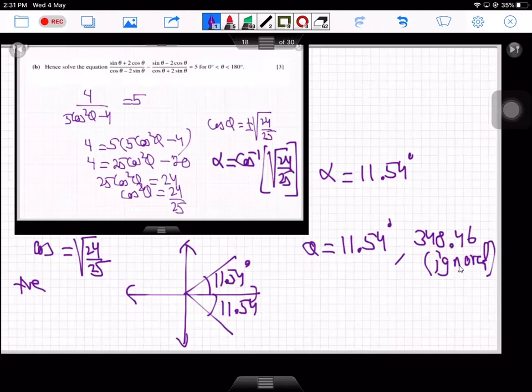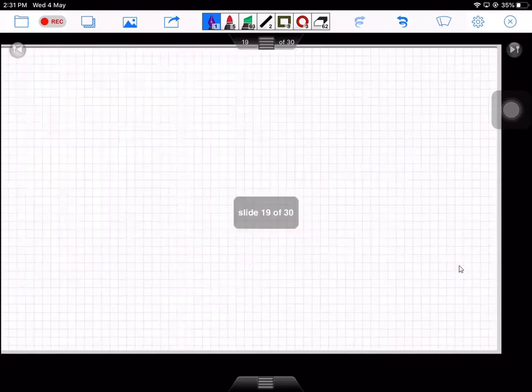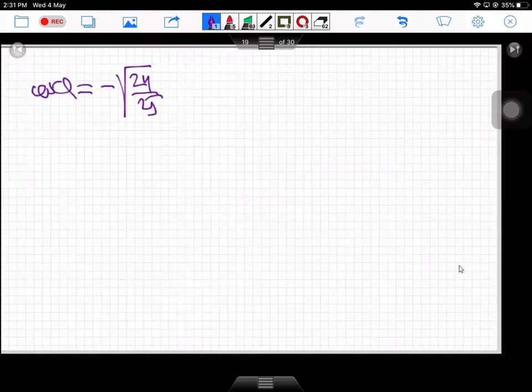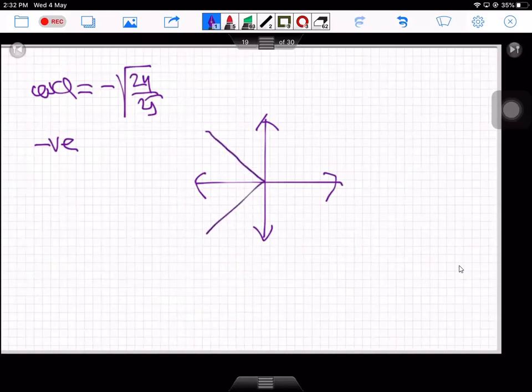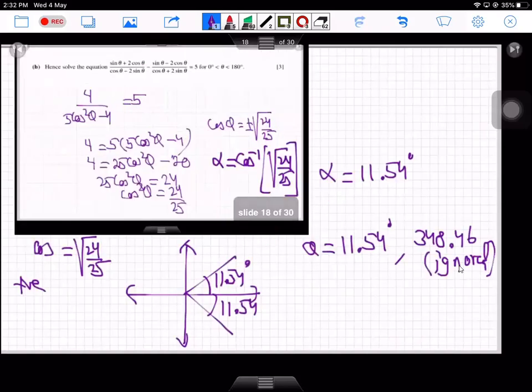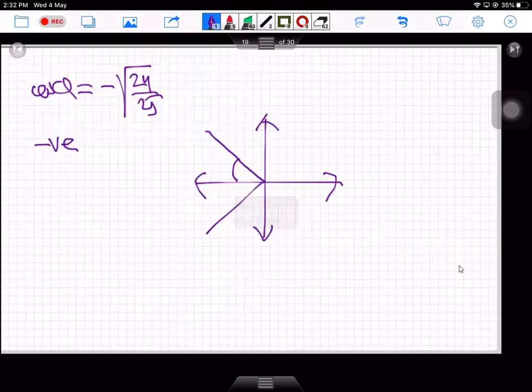Then we are considering the negative value of cos theta. Now we are considering the fact that cos theta equals minus under root of 24 over 25. And since cos theta is positive in the first quadrant and the fourth quadrant, cos theta is negative in the second one and the third one. So in the second quadrant and the third quadrant, I have made the slant lines, and the basic angle alpha always lies between the slant line and the horizontal axis. So 11.54 over here and 11.54 over here. So this would be your required angle first.